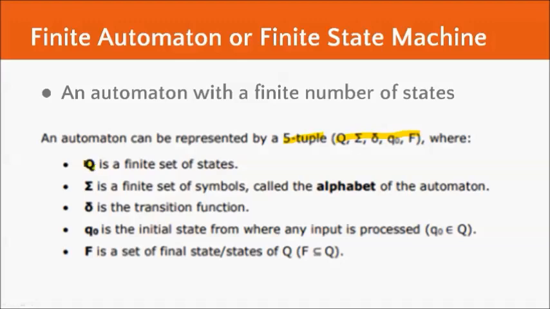So when you say Q, this means the states. When you see the sigma symbol, or the summation symbol, it means the alphabet. When you see the delta symbol, it means the transition function. When you see the symbol Q sub 0, it means the initial state. And when you see the F symbol, it means the final state. So again, the order of the 5-tuple notation is states, input alphabet, transition function, initial state, and the final state. Please do remember the order of the 5-tuple notation.